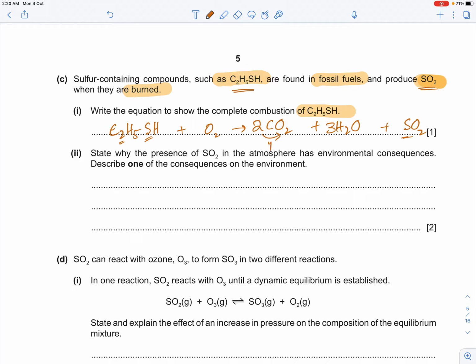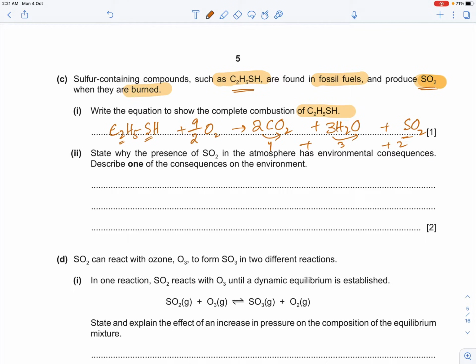So 2 twos are 4, 3 ones are 3, and plus 2. So 4 plus 3, 7, plus 2, 9. So it would be 9 upon 2. An odd number can easily be balanced. Just place the odd number and divide it by 2. So the equation is now balanced, right?